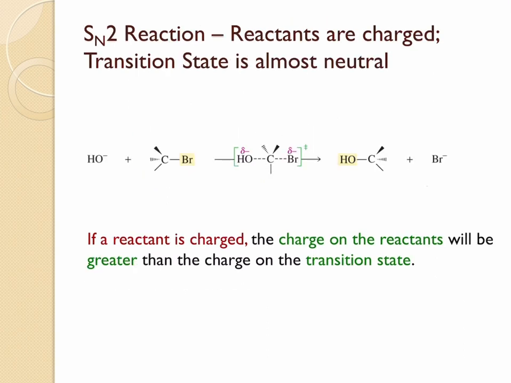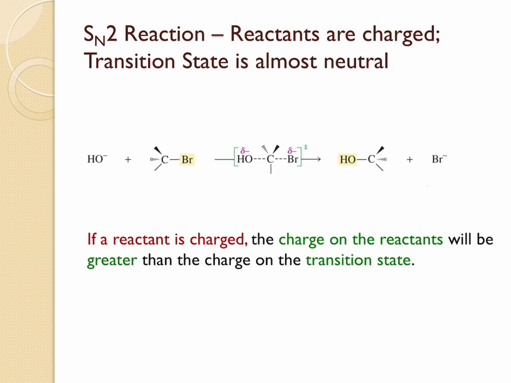Let's see what's going to happen in the case of the SN2 reaction. SN2 reaction is a one-step mechanism where the nucleophile comes in and attacks this carbon from the side opposite to that of the leaving group, and the leaving group leaves. And this is the step that's going to determine the rate of the reaction.